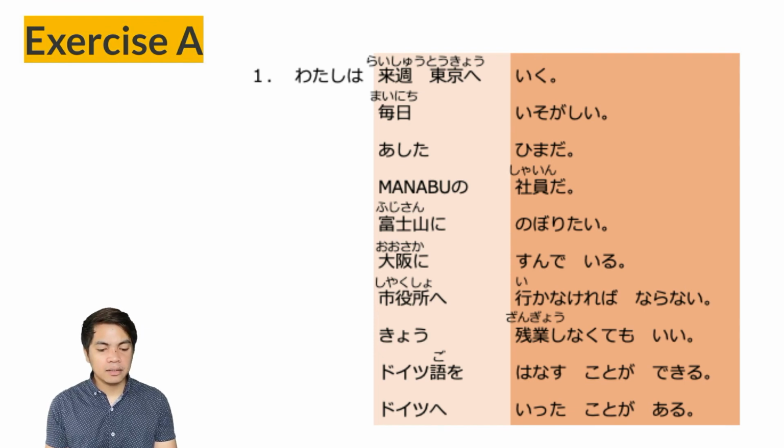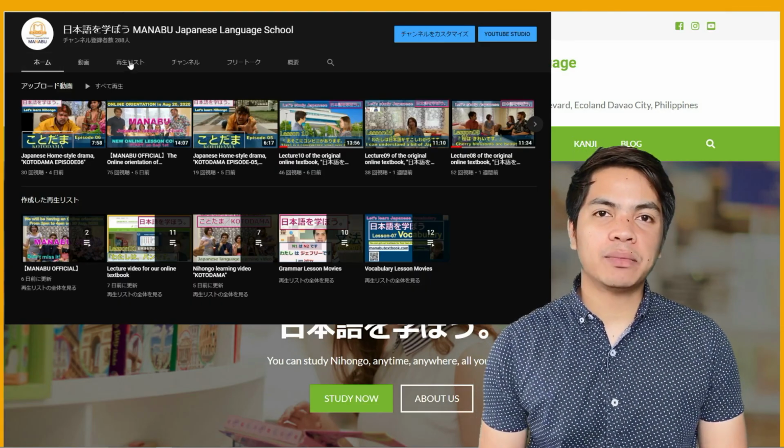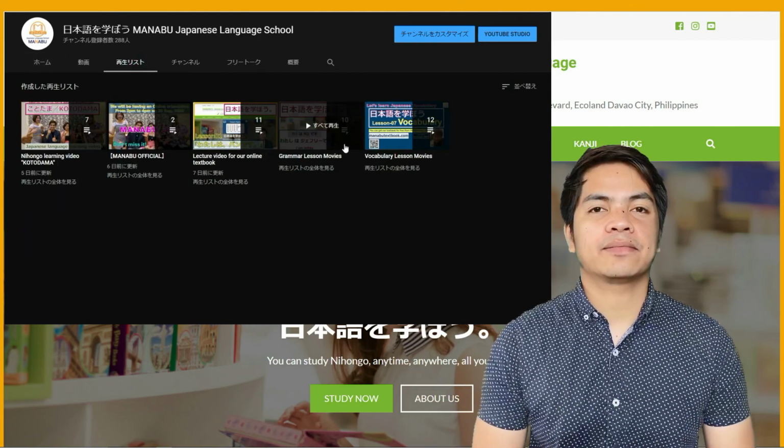Next line, Doitsu e itta koto ga aru. Doitsu e itta koto ga aru. I've been to Germany. So from the verb arimasu, the plain style for arimasu is aru. I've been to Germany. So that's all for today's lesson, guys. Please watch my grammar explanation video and learn more about today's lesson.